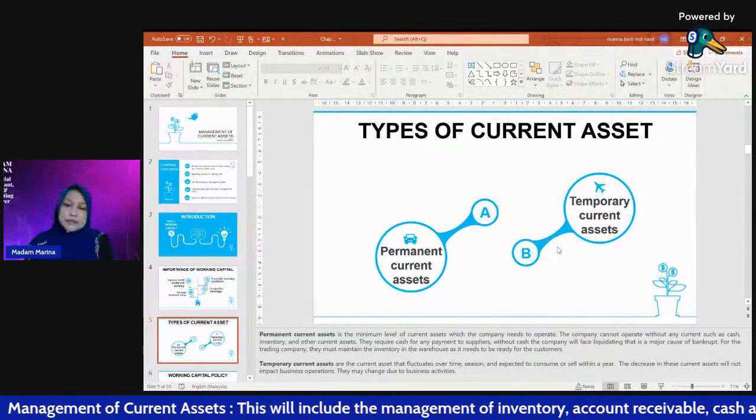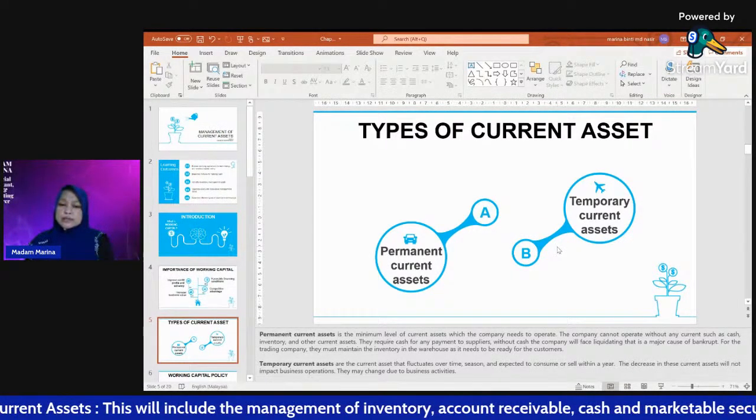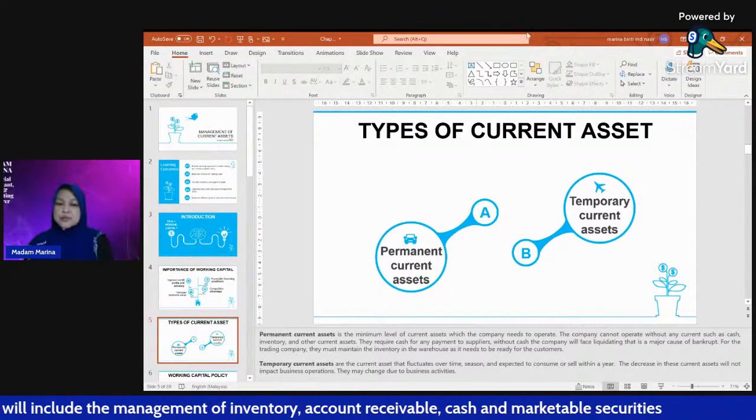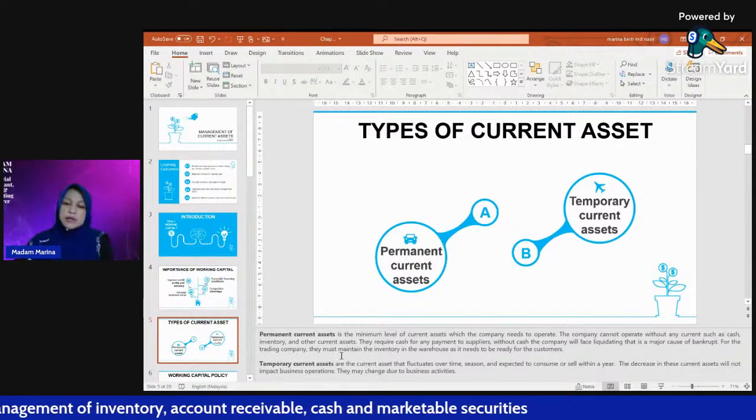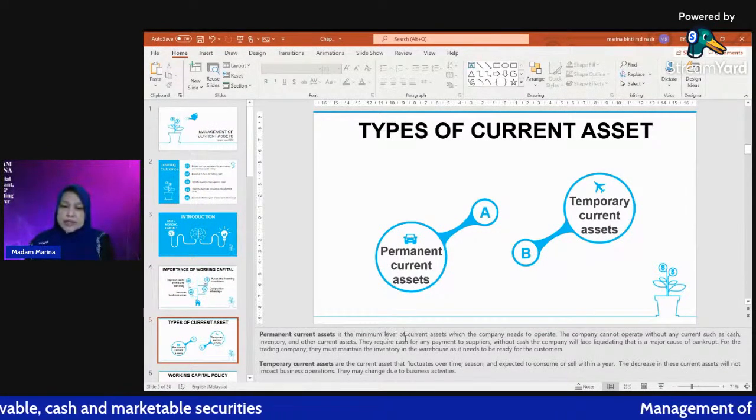What are the differences between these two items? Let's look at the definition. Permanent current asset. What is permanent current asset? The minimum level of current asset.